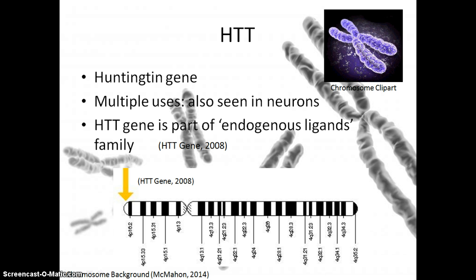Another gene sequence found in chromosome 4 is HTT, or the Huntington gene, and this has multiple uses which can also be found in neurons. HTT is part of the endogenous ligands family, and you can see it's at the telomere region of the short end of chromosome 4.